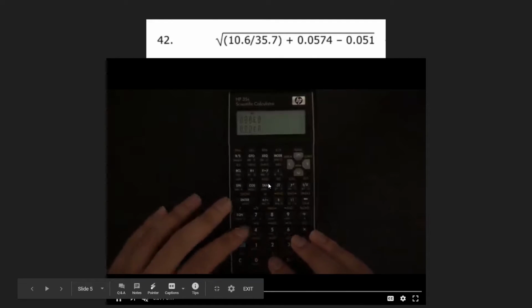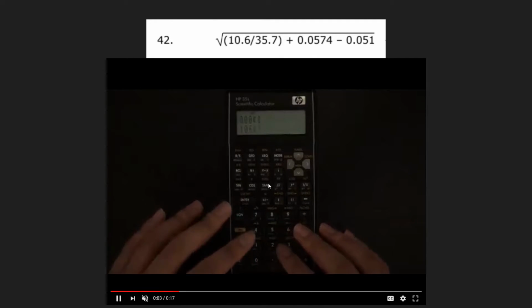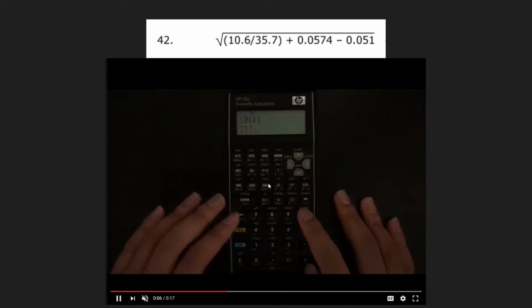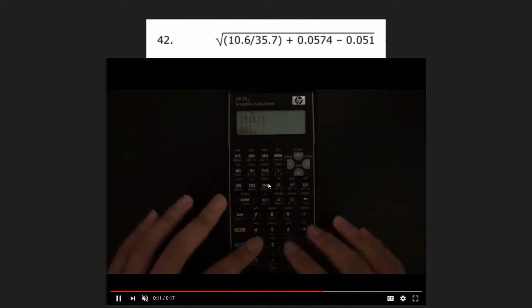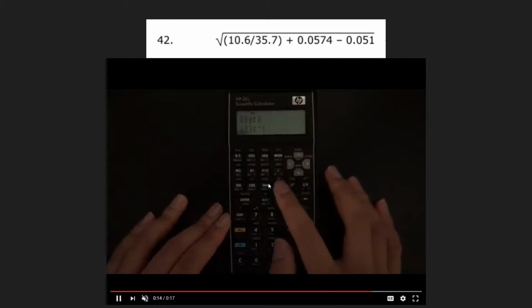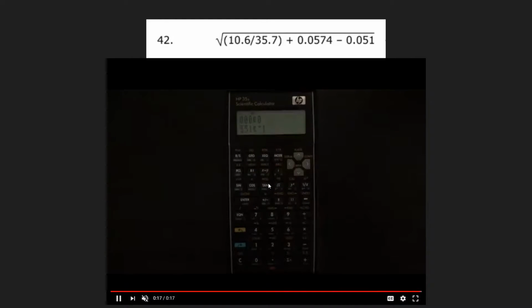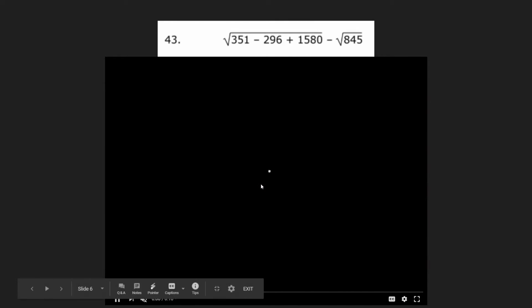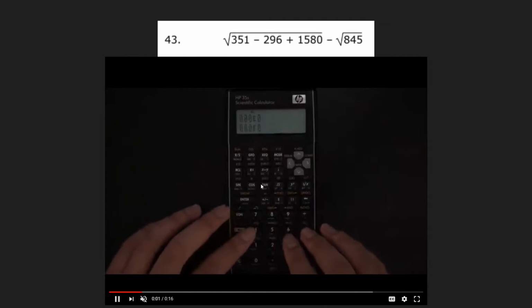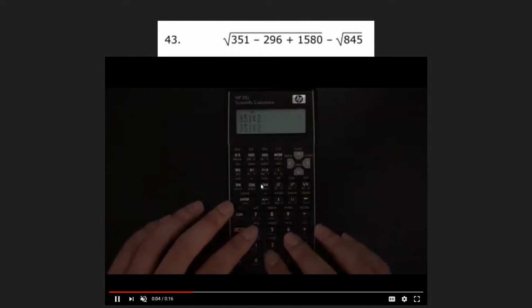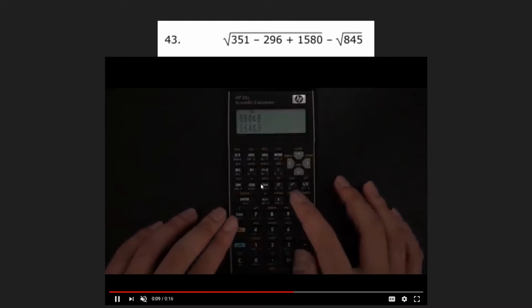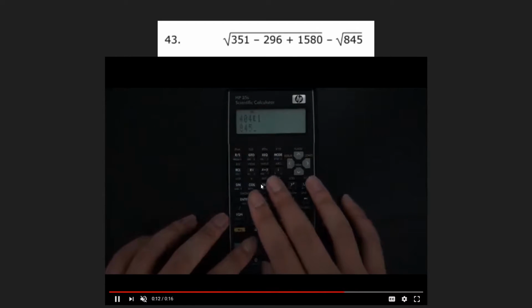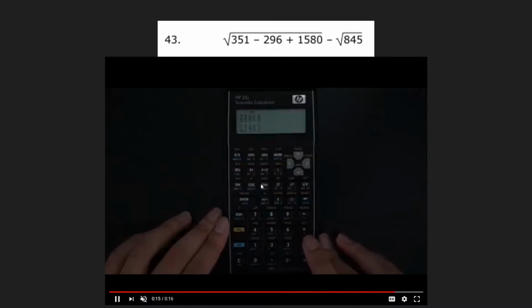Right, on question 42, 10.6, enter, 35.7, divide, 0.0574, add, and 0.051, subtract. Now I square root that, and I get my result. In question 43, I'm going to start off with putting in 351, pressing enter, 296, subtract, 1580, I add, square root, 845, square root, and subtract, and I get my result.